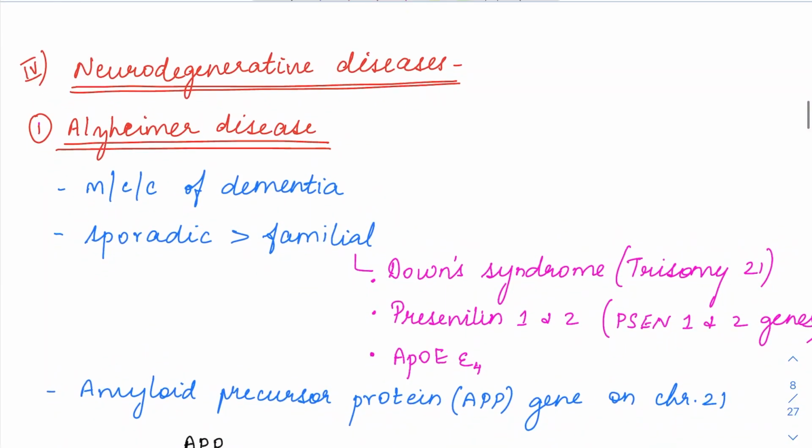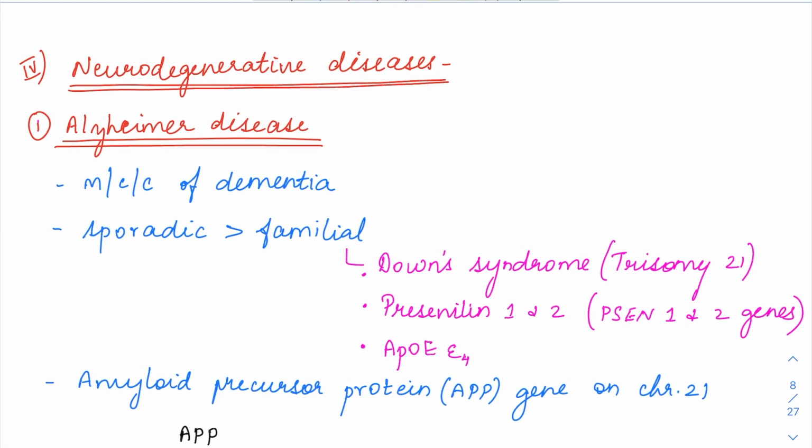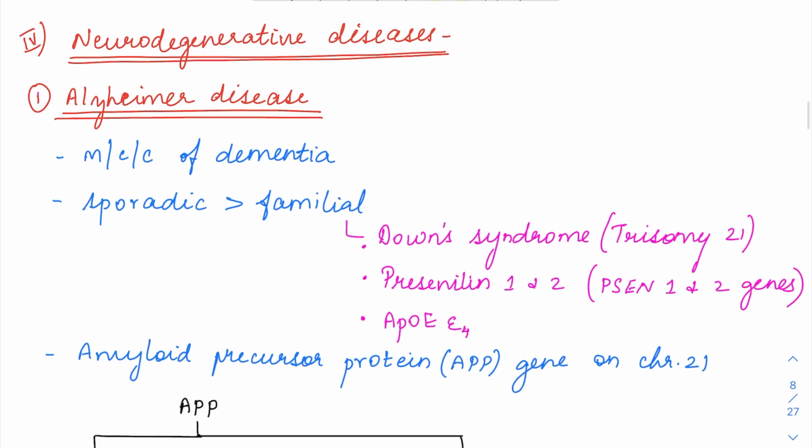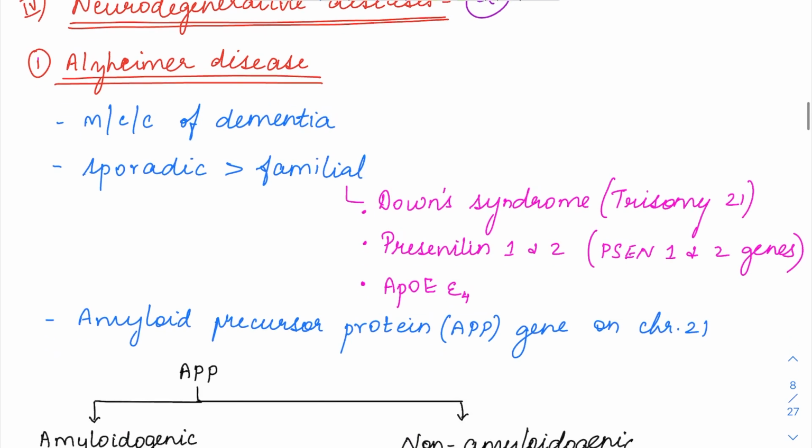So next we'll move on to neurodegenerative disorders. We have various diseases. These neurodegenerative disorders are going to be very important due to the inclusions present in them, and also due to the genetics which is involved here. Okay, so we'll start with Alzheimer's disease.